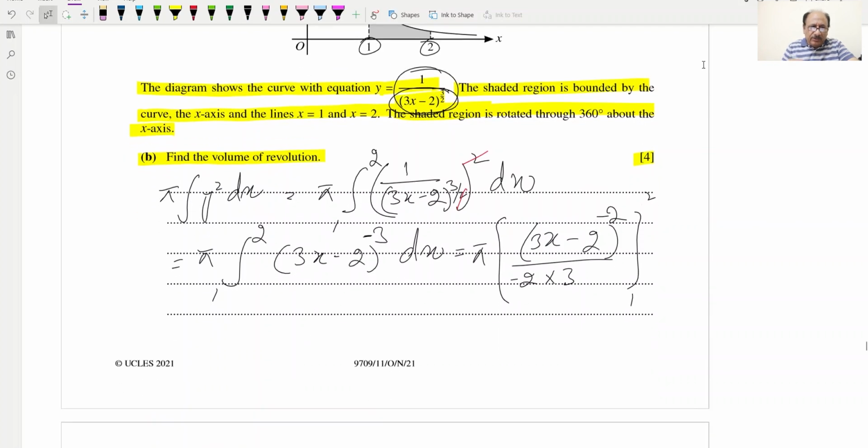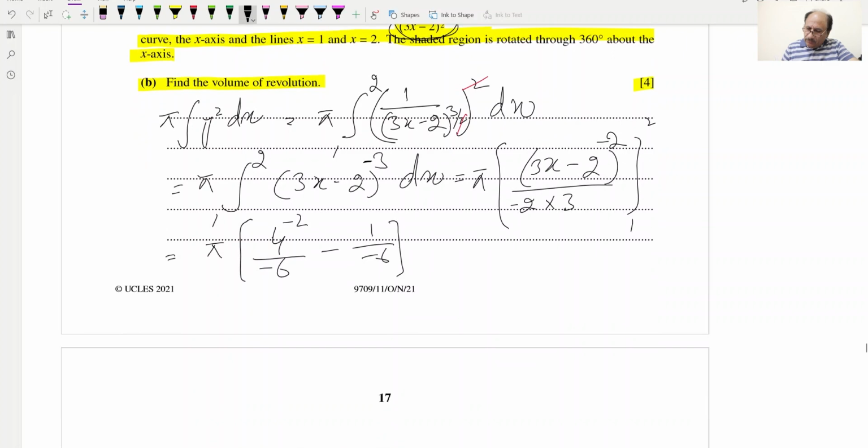And if we replace the upper limit, we will get pi, and inside we will get 6 minus 2, which is 4, so 4 raised to the power -2 over -6. And when we replace the lower limit, it will be 3 minus 2, so 1 raised to -2, which is 1, so 1 over -6.